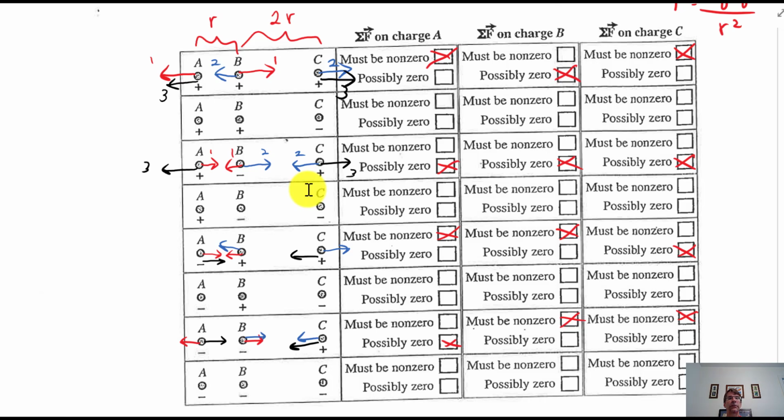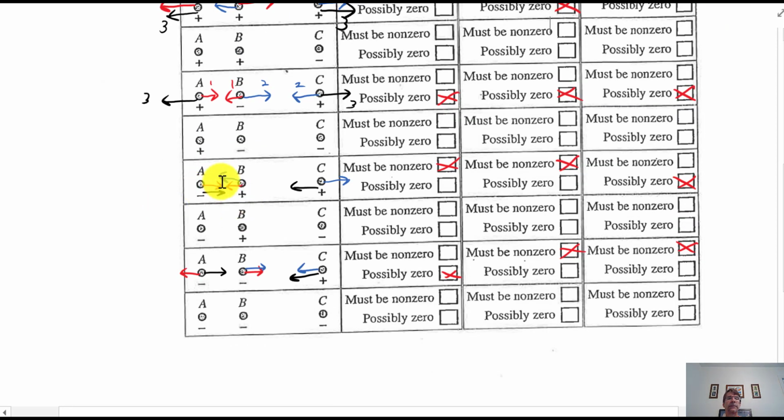So the bottom line here is once you have all the arrows drawn on a diagram, and we don't know how big they are but we know the directions, in all three cases there could be a net force of 0 on any one of these three charges. It's not possible for all three at the same time to be a net 0 because of the difference in the spacings. But it could be each one individually. The net force on A could be 0. The net force on B could be 0. So all possibly 0 in all cases, because the arrows could subtract off to give us 0 depending on the size of the charges. I'll do one or two more here.